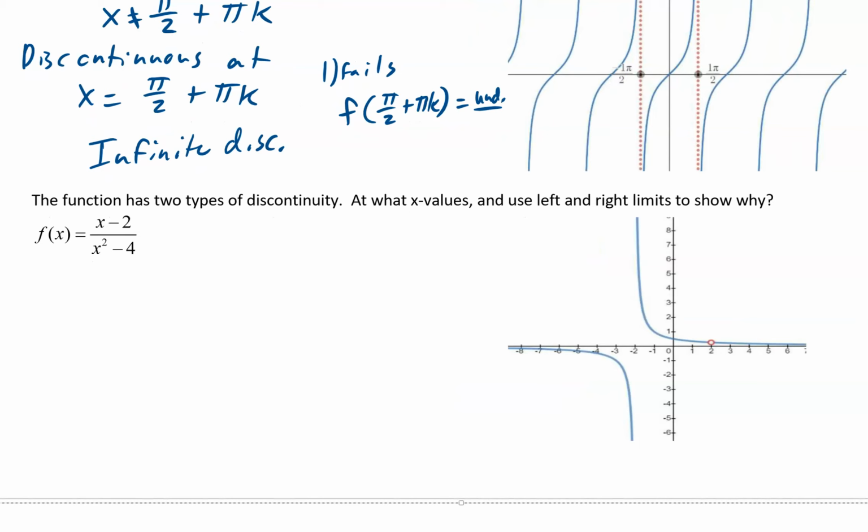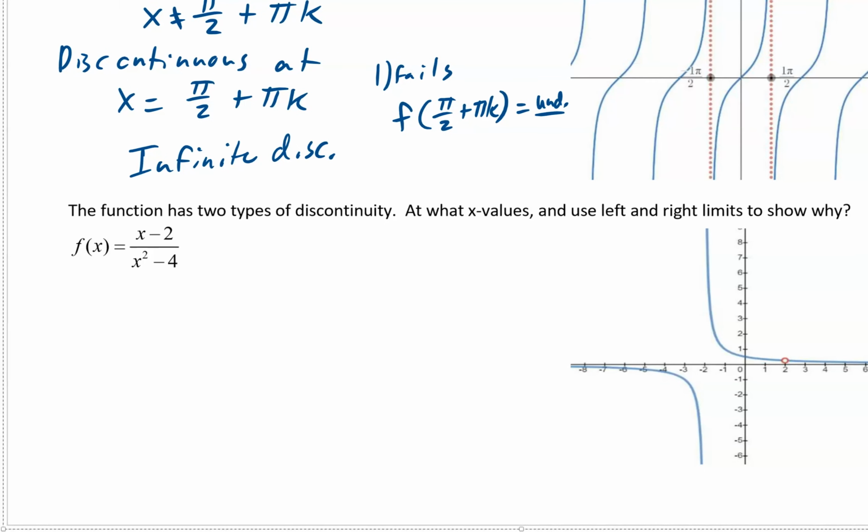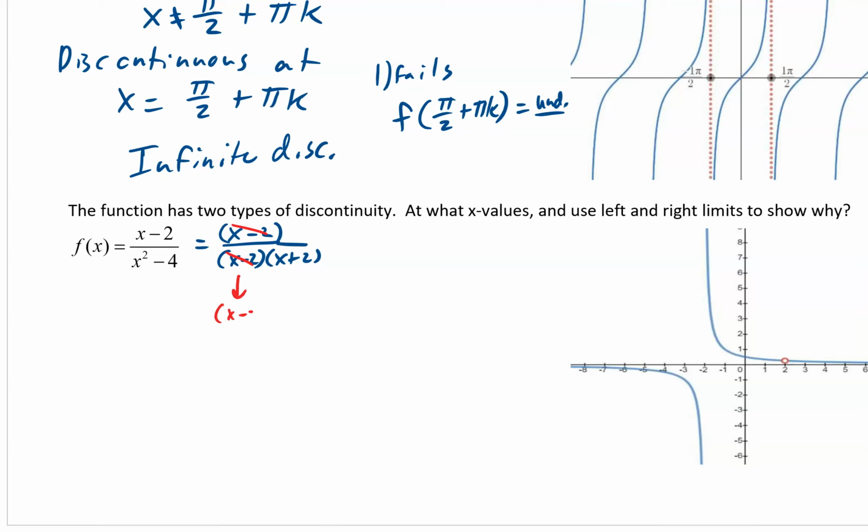Okay, so we're going to now break this down. The first thing you always do with rational functions is factor them, because that's going to tell us whether it's removable or not. So we end up with this. If you cancel this, immediately that x minus 2 over x minus 2 means we have a hole at whatever that was. So that would be 2. So at x equals 2, if I were to plug 2 into here, I'd get 0 over 0. So it's at x equals 2.